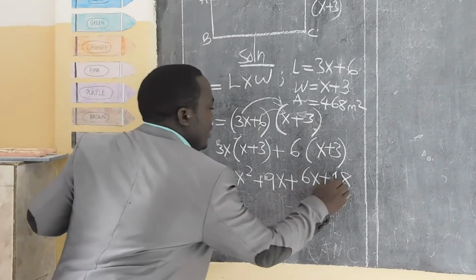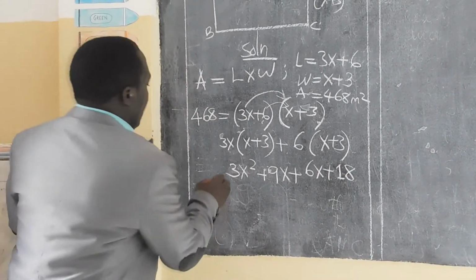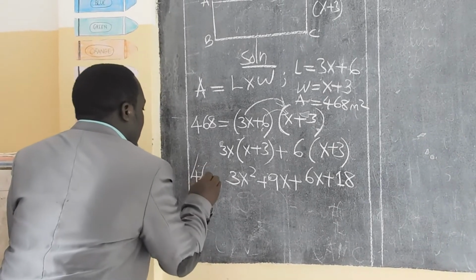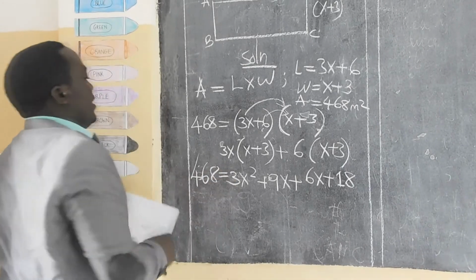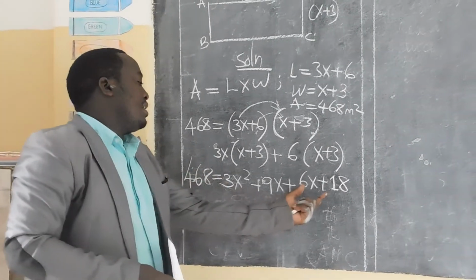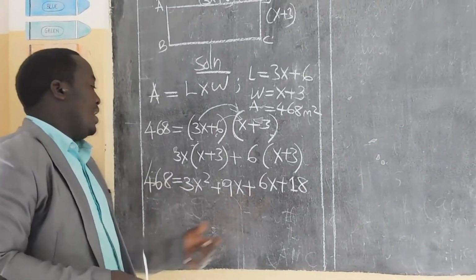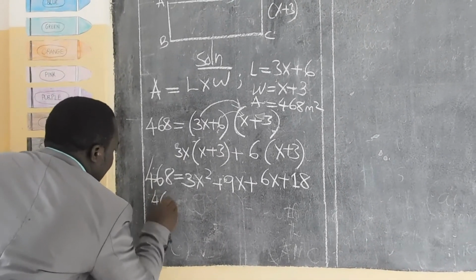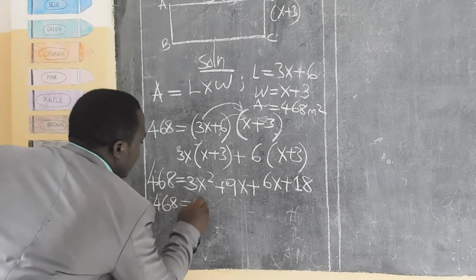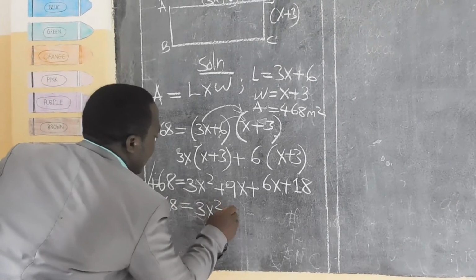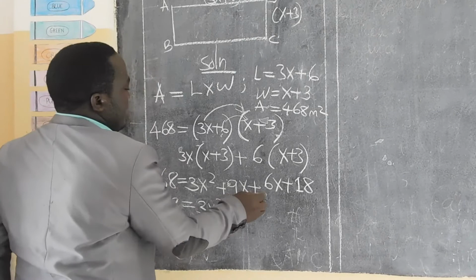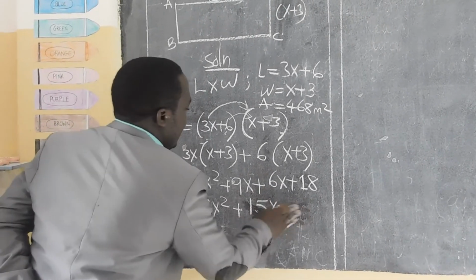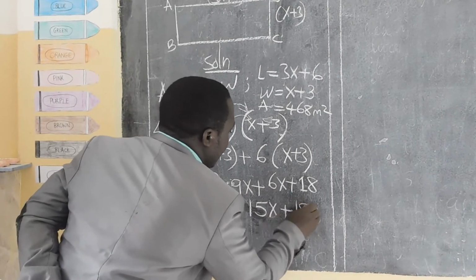So now we say this expansion is equal to 468, the area. So the area will have been expanded in long form like that. Again, we shall have now 468 is equal to 3x squared plus 9x plus 6x plus 18. We get 15x plus 18.